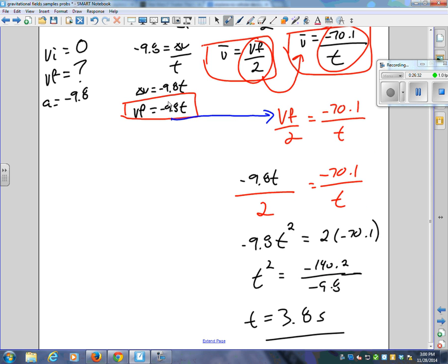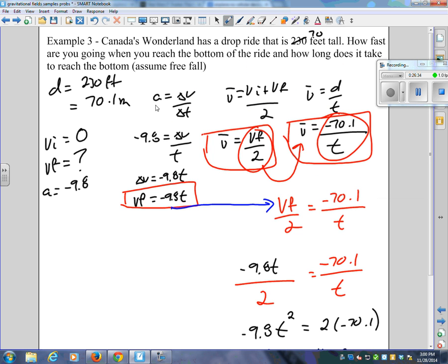So let's see what we did here. I basically wrote down everything I knew, right? I got A equals delta V over delta T. I reduced that down to this. Then I wrote V bar equals VI plus VF over 2, and I reduced that down to this. I reduced this down to this. Then I realized I've got a V bar here and a V bar there, so I set this red circled one equal to that red circled one.